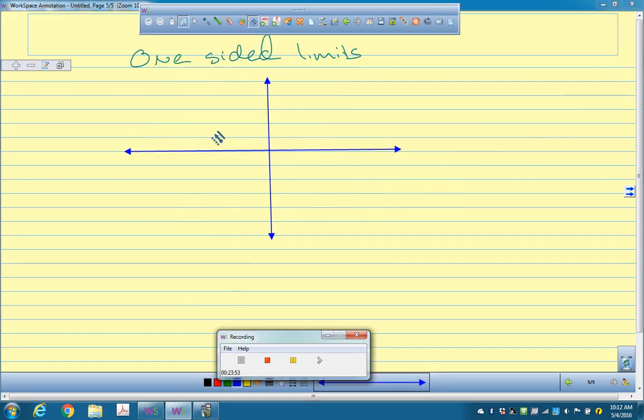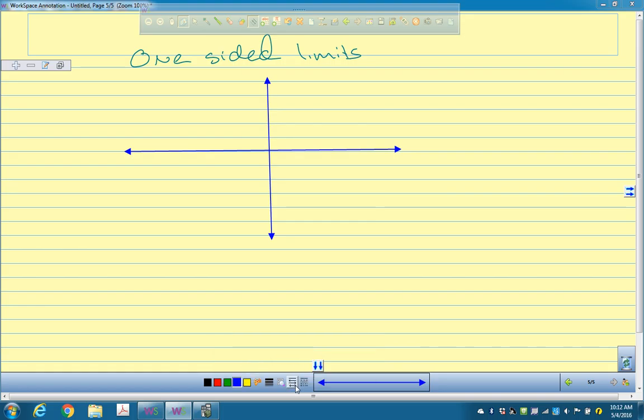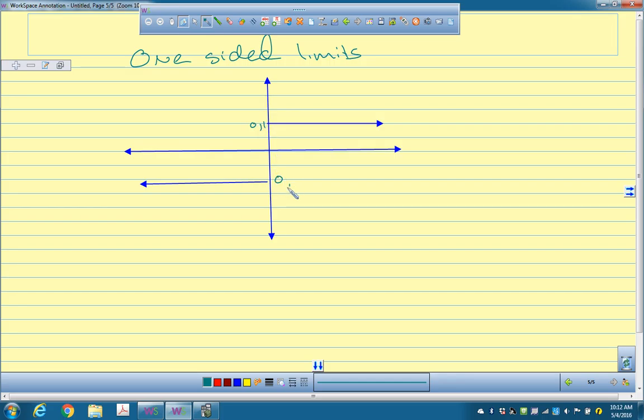So, one-sided limits. We looked at this the other day. I'm recording now, right? So, that absolute value function kind of looks like this here and this here, where this would be 1, 0, 1, and this would be 0, negative 1. This would be a graph of y equals absolute value of x over x. Remember we did that the other day? And we talked about that.